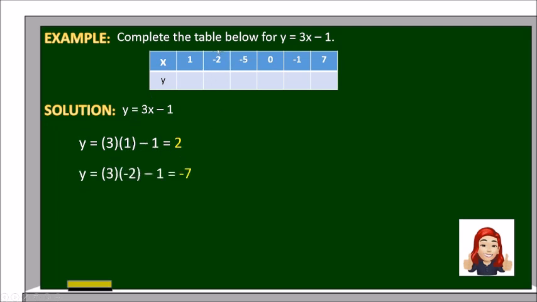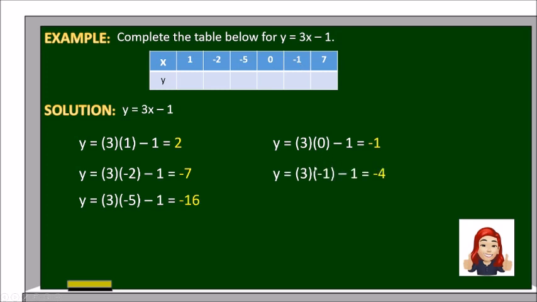Next is negative 2. 3 times negative 2 minus 1 is negative 7. Next is negative 5. So 3 times negative 5 minus 1 is equal to negative 16. Next is 0. So 3 times 0 minus 1 is negative 1. Next is negative 1. 3 times negative 1 minus 1 is negative 4. And lastly is 7. 3 times 7 minus 1 is 20.